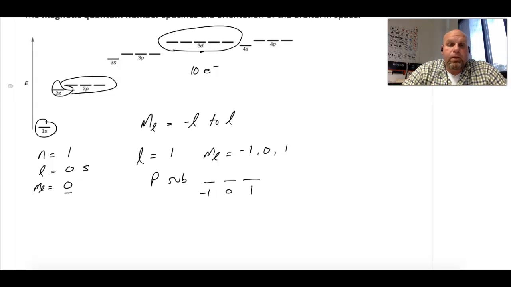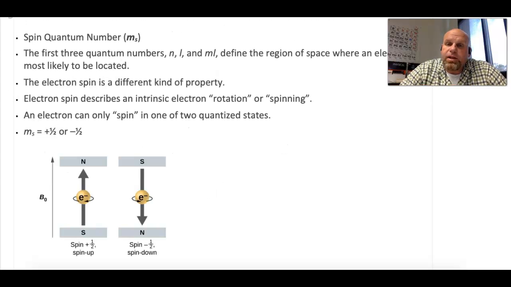Okay. So we're three quantum numbers in now, one more left to cover. Our last quantum number is the spin quantum number, ms. Well, the first three, n, l, and ml, define the region of space where electrons are located. This is a little something different. This describes the electron rotating or spinning.